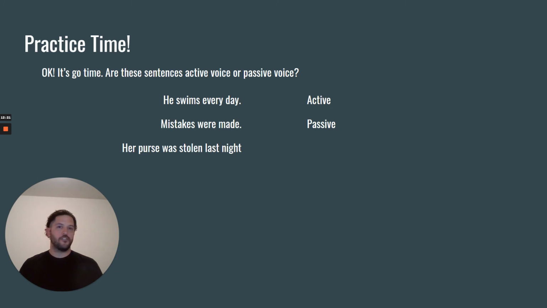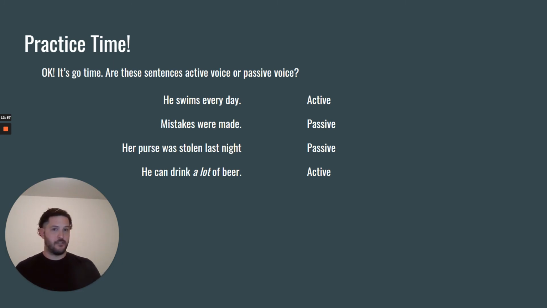Next example, her purse was stolen last night. Is that active or is that passive voice? Yes, passive voice. We don't know who stole her bag, so we just say it was stolen because we don't know the subject. All right, next example. He can drink a lot of beer. Active or passive? I hope you said active. Yes, we have a subject, he. We have a modal verb, so can drink, and then we have a lot of beer. Beer is the object. A lot of beer is modified.